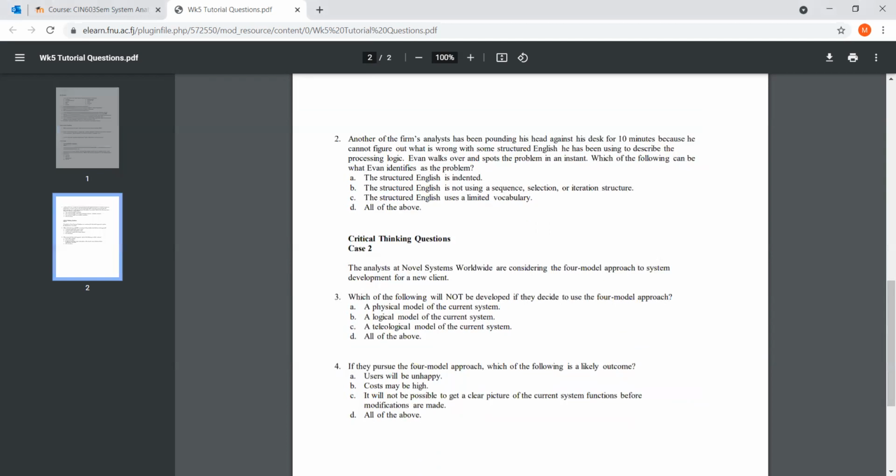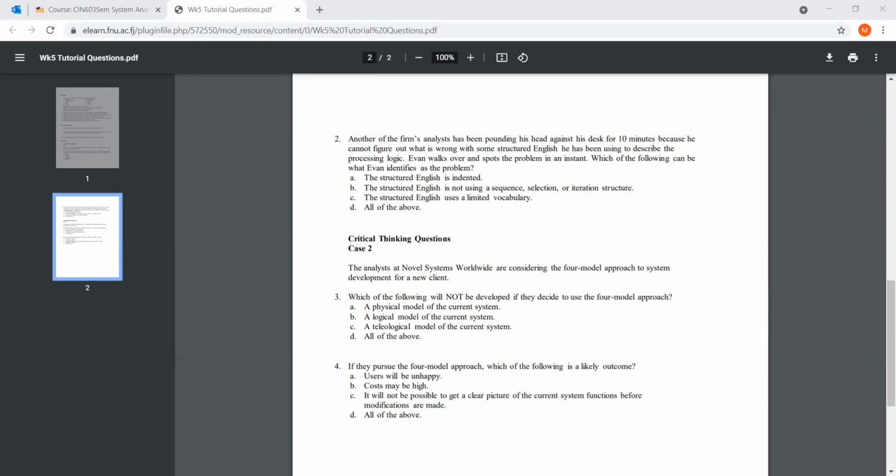Question number two. Another of the firm's analysts has been pounding his head against his desk for 10 minutes because he cannot figure out what is wrong with some structured English he has been using to describe processing logic. Evan walks over and spots the problem in an instant. Which of the following can be what Evan identifies as the problem? A, the structured English is indented. B, the structured English is not a sequence, selection, or iteration structure. C, the structured English is a limited vocabulary. D, all of the above.